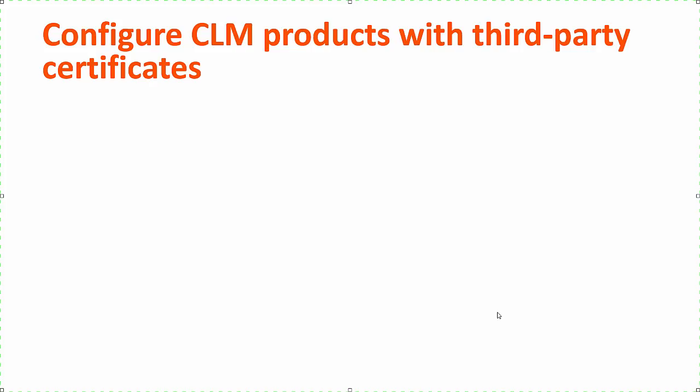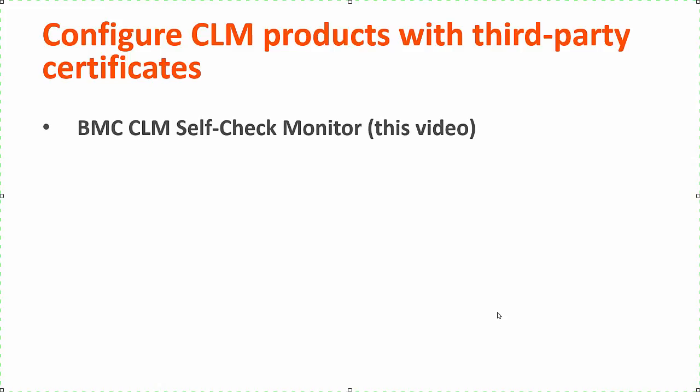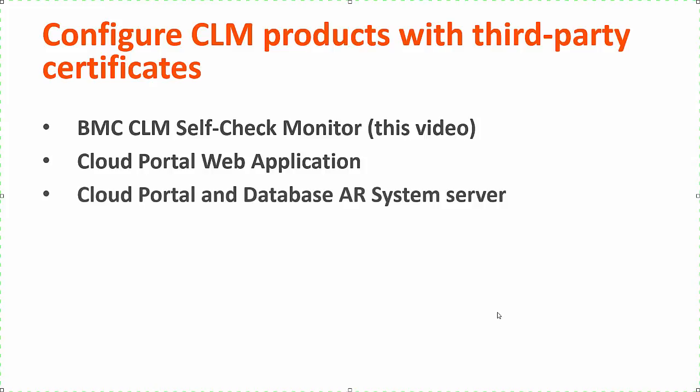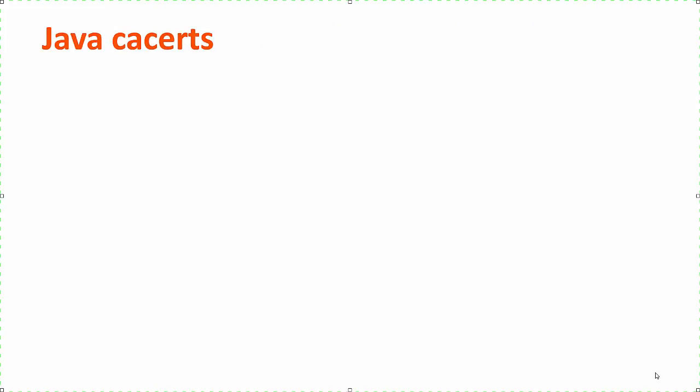After you finish installing the entire CLM stack, configure the following 4.5 products with the third-party certificates. The BMC CLM Self-Check Monitor, which we show you in this video, Cloud Portal Web Application or the End User Portal, the Cloud Portal Database AR System Server, in the past it was called Enterprise AR, and the BMC HRM Orchestrator or BAO. The first major step is to import the Platform Manager cacerts file on specific 4.5 CLM products.